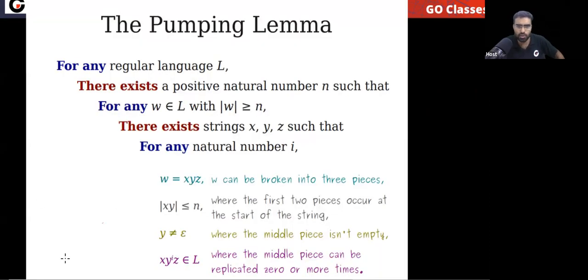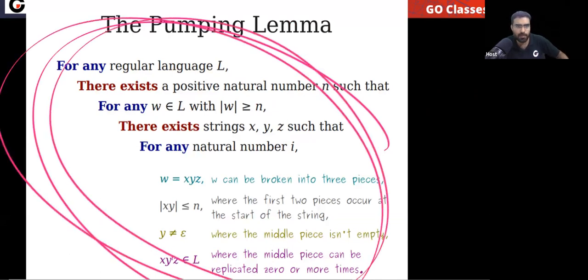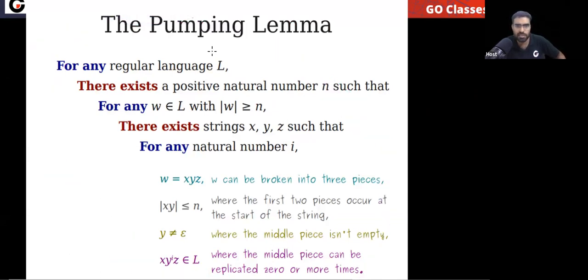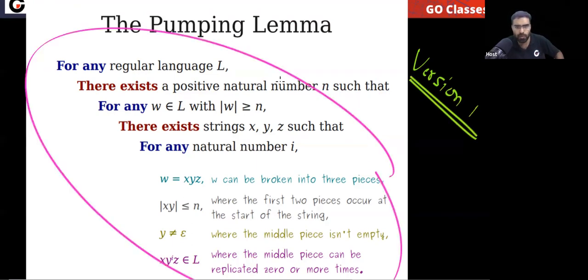So tell me, this is the by default version, yes or no? The pumping lemma that we use, this is the pumping lemma we will always use. This is the by default pumping lemma, so I can say this is version 1 of pumping lemma. If someone asks you to apply pumping lemma, then this is the pumping lemma you will apply.